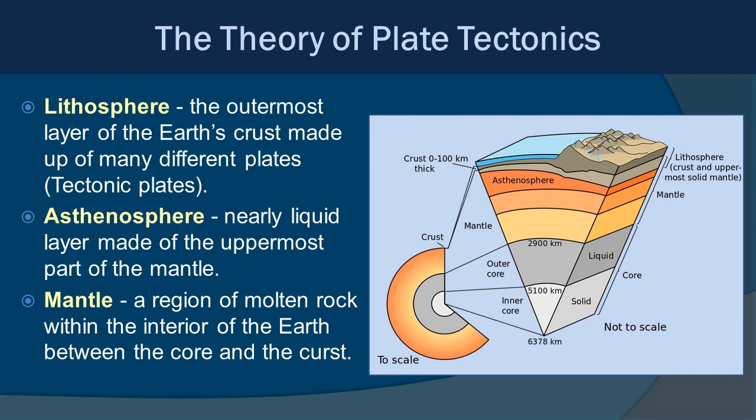Now we are going to concern ourselves with mostly the surface layers. The lithosphere is that outermost layer of the Earth's crust made up of the various different tectonic plates. The asthenosphere is this nearly liquid layer made of the uppermost part of the mantle. The asthenosphere is basically what the lithosphere is riding on. Now the mantle exists between the core and the lithosphere.